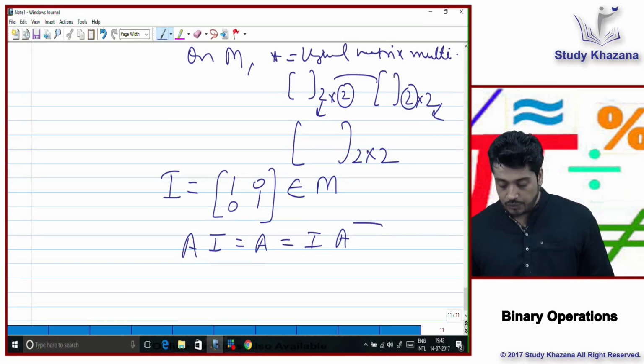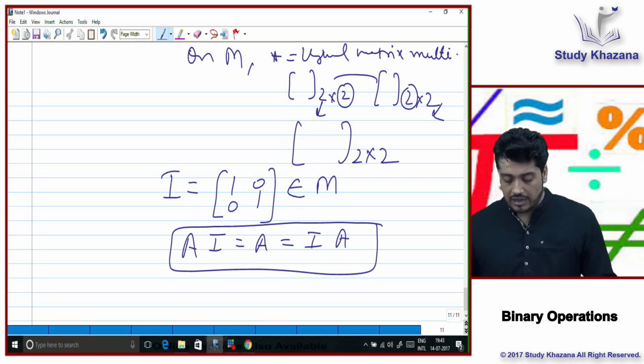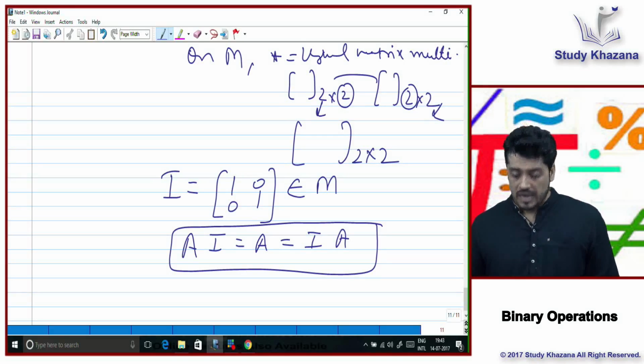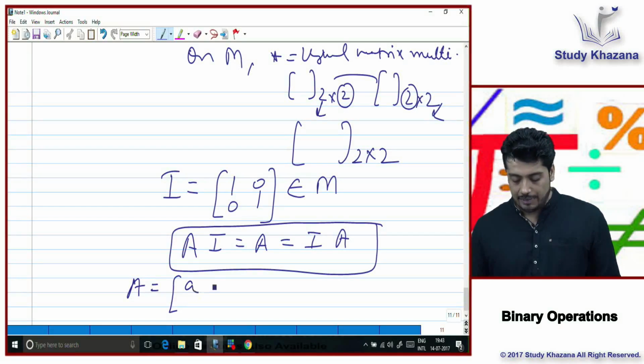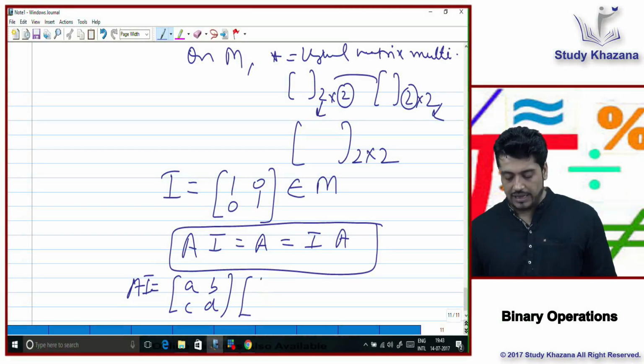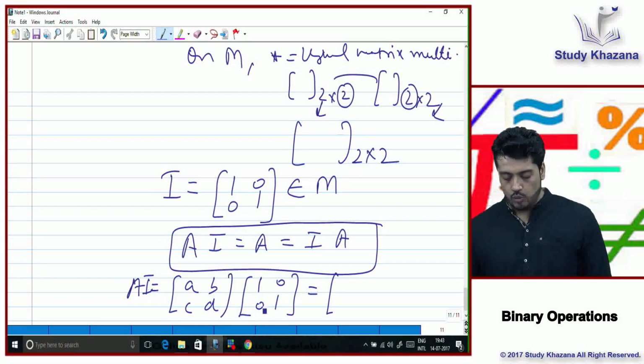And this fact is well known from matrices, because from matrices we know that A into I is always equal to A, which is always equal to I into A. If you want to verify, you can verify also. You can take any A as A, B, C, D. Now you can multiply A with I. If you multiply A with I, it will be this with this. So see the resultant. How do we multiply two matrices? The first row should be multiplied with each column. So it will be A into 1 plus B into 0. So the resultant would be A.